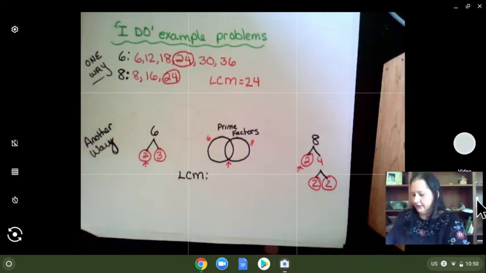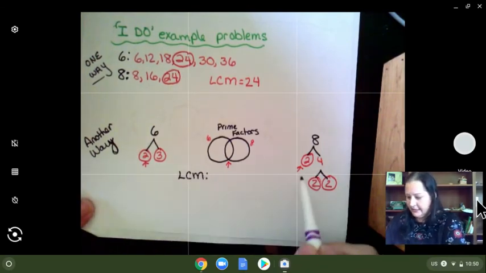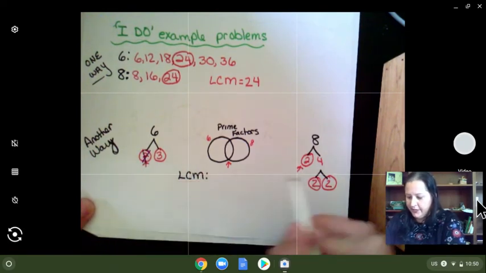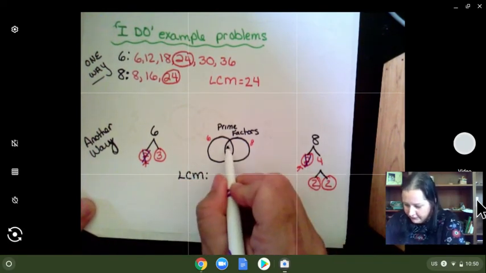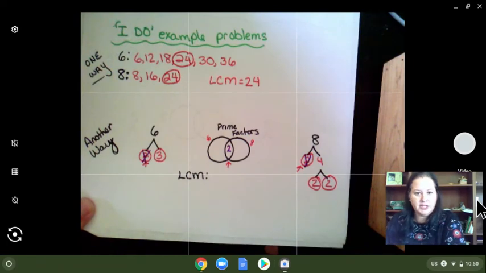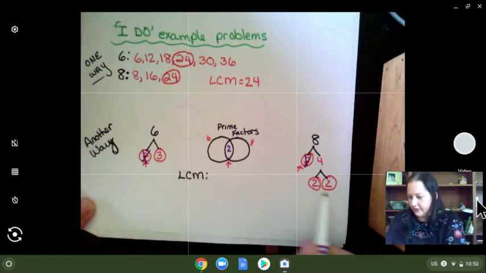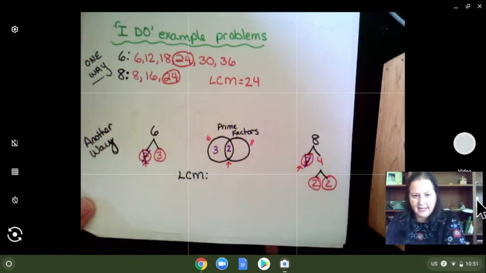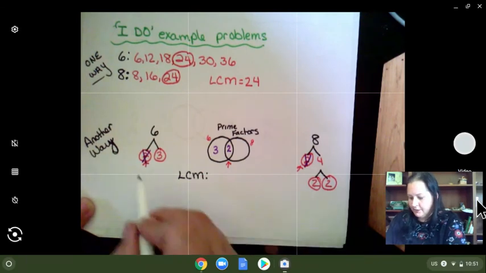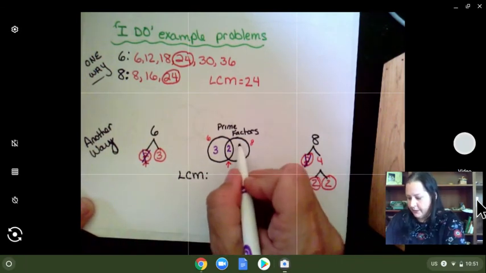Let me get a different color to emphasize this. So I have a 2 in both the factors of 6 and the factors of 8. So I am going to put that 2 in the middle in the shared space of my Venn diagram. And then I look over here, I have a 3 left over for the 6 and there's no 3's here, so I'm going to put that on the 6 side. I have 2 2's, but there's no extra 2's over here, so I'm going to put that on the 8 side.